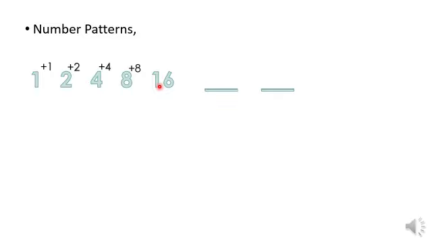To 16, what should be added so that we get this blank? To 16, 16 will be added. Right, children? Now 16 plus 16 is 32. Again, to 32, if we add 32, we get 64. Now we have to fill in the two blanks.